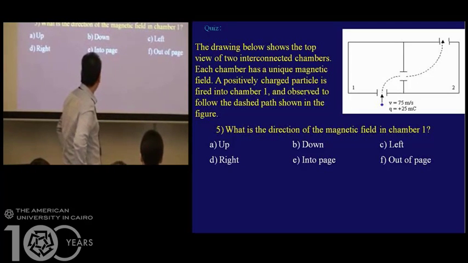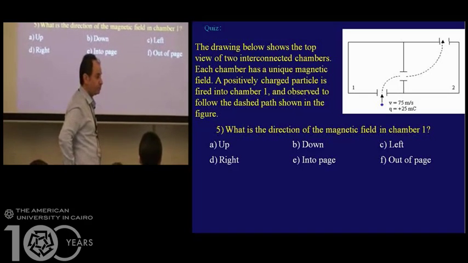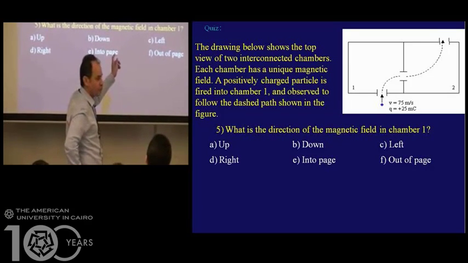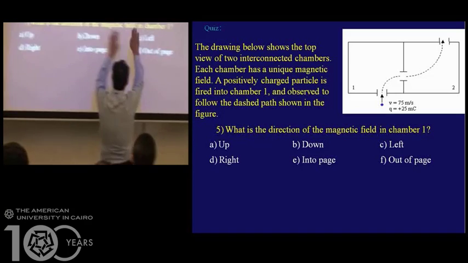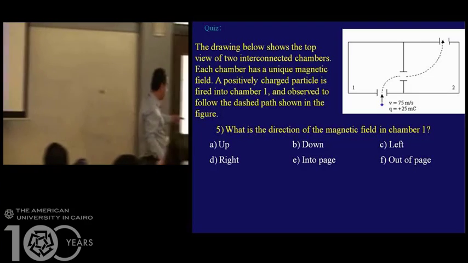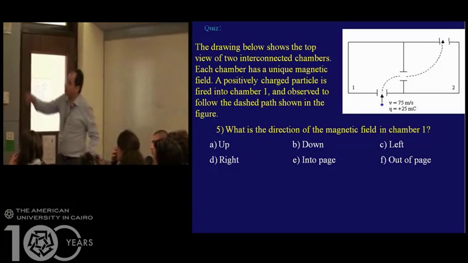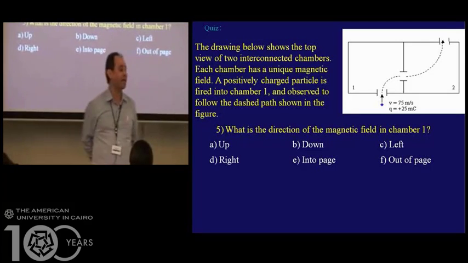Now, I'm asking you, what will be the direction of the magnetic field in chamber number 1? Just a door for that chamber. So what you have is a room, that's room number 1. The charge is going from that room, it is bent and goes into the second room. And from the direction of bending, I would like to know what is the direction of the magnetic field in room number 1.